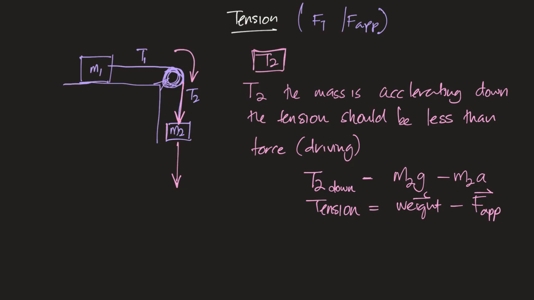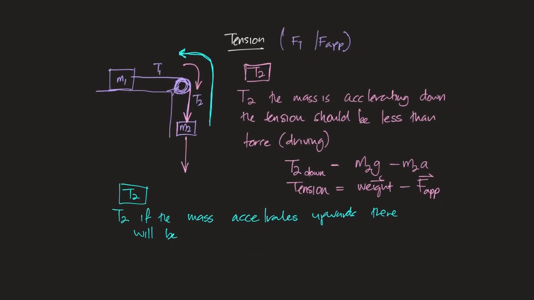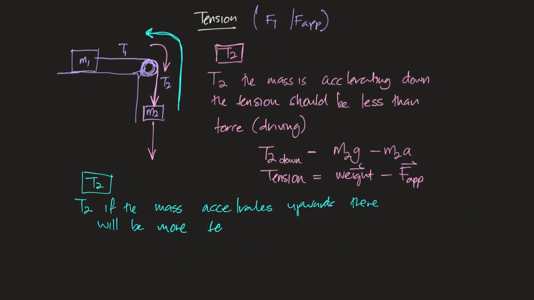Now, let's say in the same situation the system was moving in this direction, and now they ask you for T2. Notice here that T2, if the mass accelerates upwards, there will be more tension. The reason for that is gravity is downwards, but your force is now going in an upward motion.